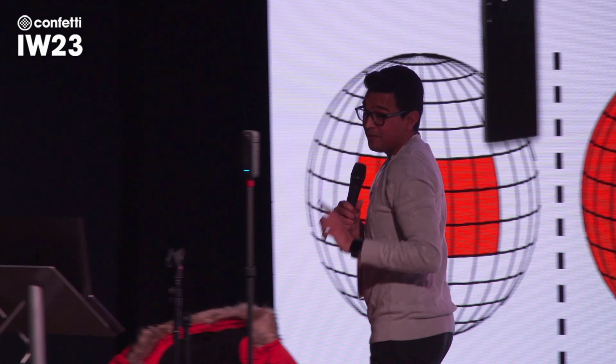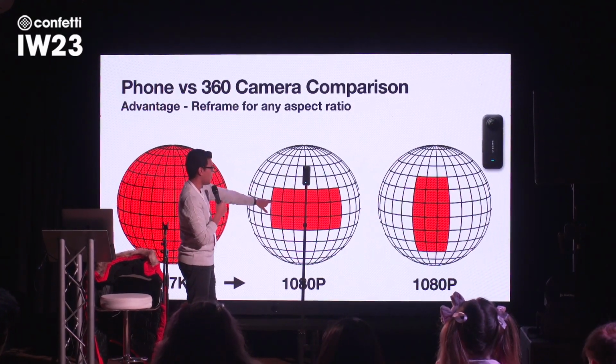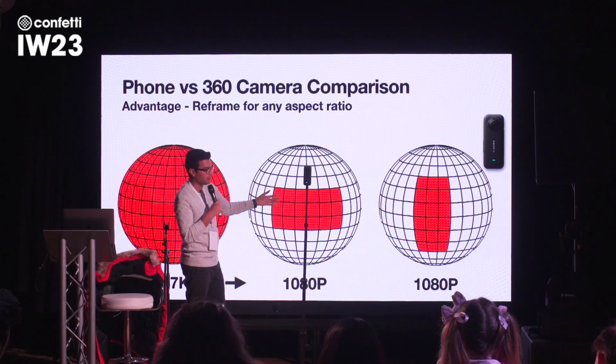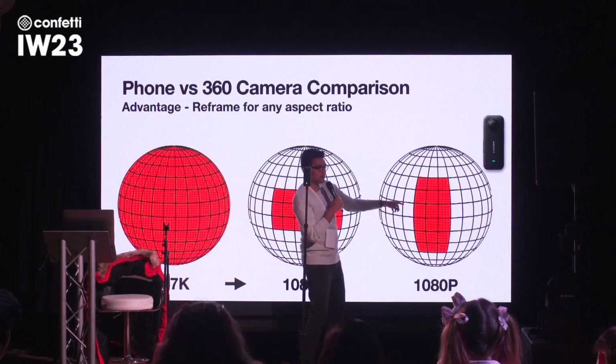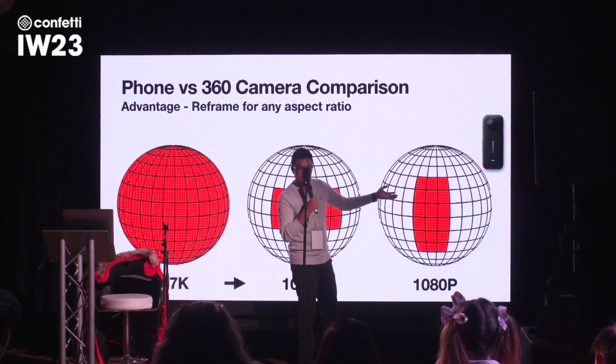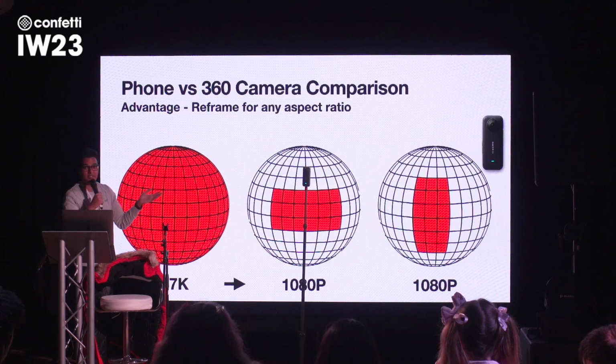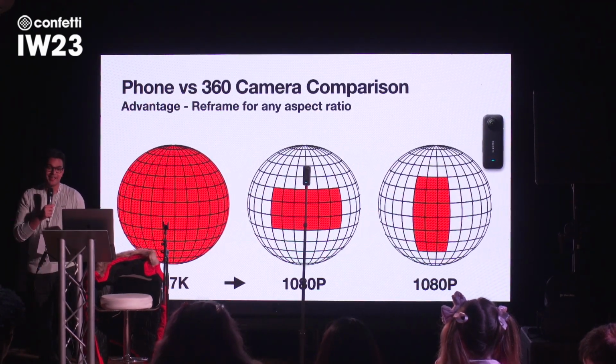But there's also an advantage to this because with 5.7K video, you can cut out a 1080p rectangle video, which is a 16 by 9, and you can cut out a 9 by 16 video for TikTok. So you only have to film once, and you can reframe into a 1 by 1, 16 by 9, or 9 by 16, all within a single shot. Make sense?